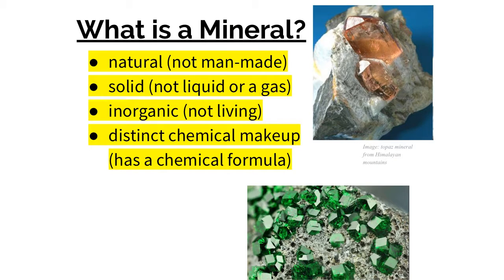So let's focus on minerals today. What is a mineral? A mineral needs to be four things. The first one is that it has to be natural. It cannot be man-made. Anything that is man-made is not going to be considered a mineral. For example, ice can be man-made, so that is not a mineral. It has to be a natural element.